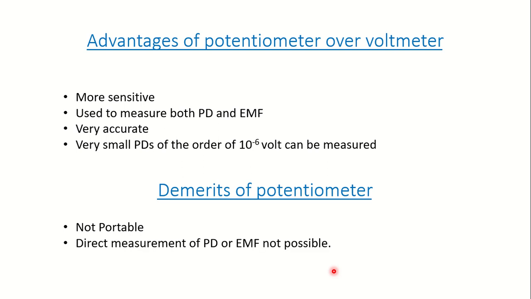And secondly, you cannot directly measure the potential difference or EMF, as we have already discussed. When we are comparing the EMFs, we are substituting the value of E1 to find out the value of E2. So that means we are not directly measuring the EMF or the potential difference. We are using the principle of potentiometer and calculating the potential difference or EMF with the help of potentiometer. So with that, we end today's session.